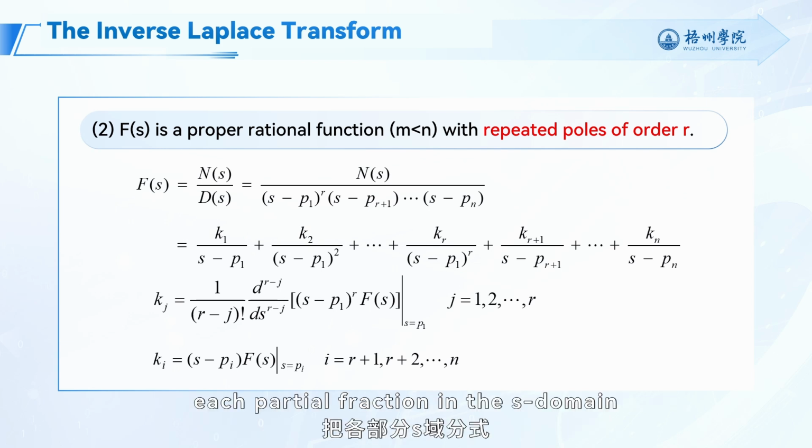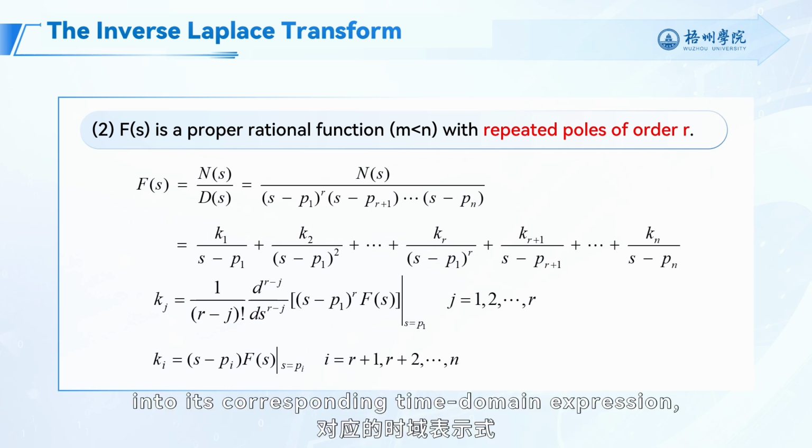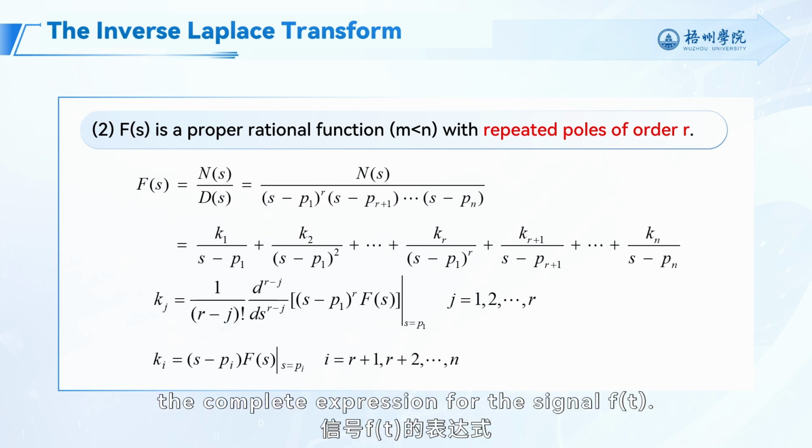Finally, each partial fraction in the S domain is converted into its corresponding time domain expression, and by summing them all, we obtain the complete expression for the signal f(t).